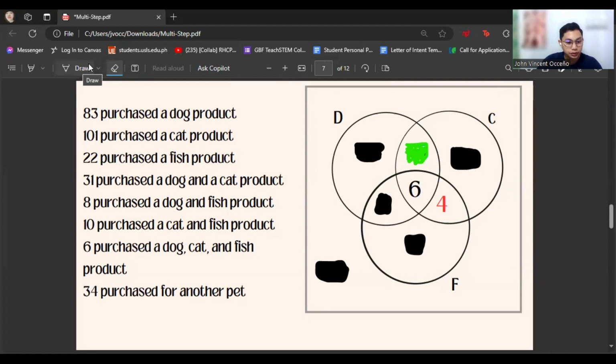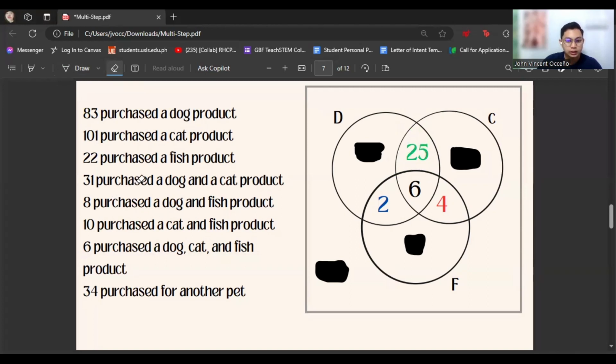So next, move upwards. Those 8 people who purchased a dog and a fish product. Same step. Here is the intersection of the dog and the fish. We just subtract 8 by 6 for a dog and a fish. And again, the next step is quite the same. Here is the intersection of a dog and a cat product. So those 31 people, we subtract by 6. So we get 25.